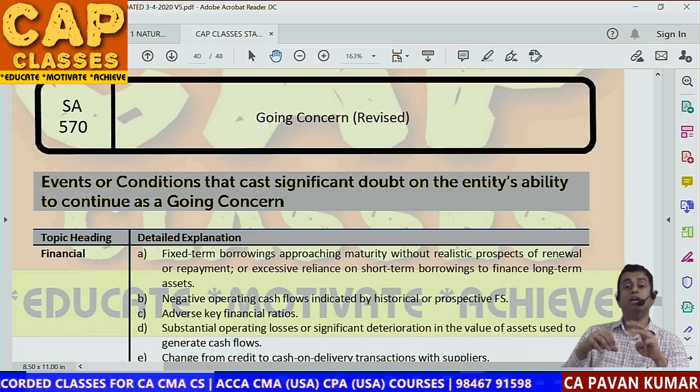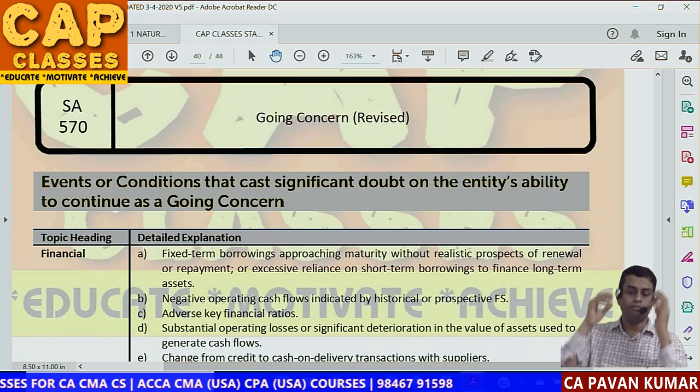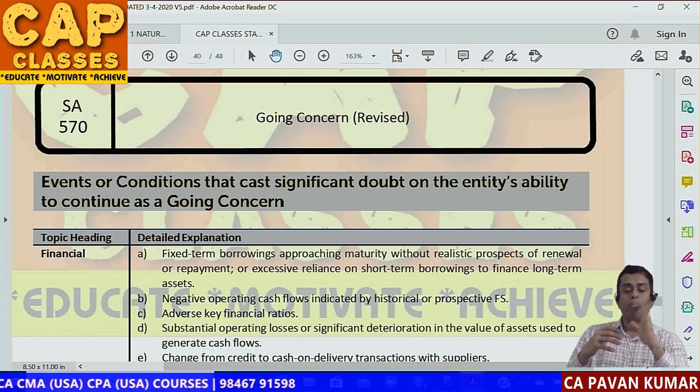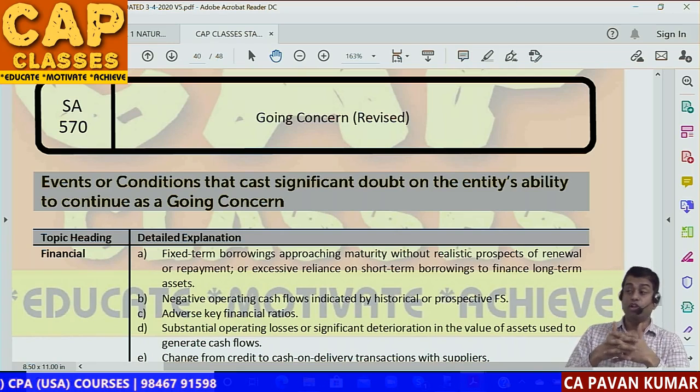Third, other indicators can be a natural calamity where you don't have insurance. Your factory is destroyed, with no adequate insurance. Can you survive?